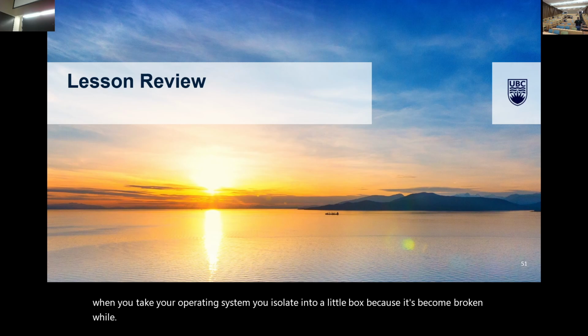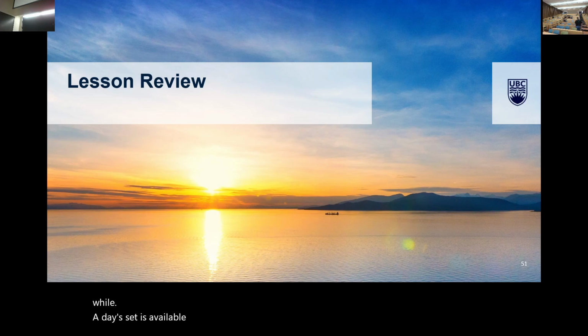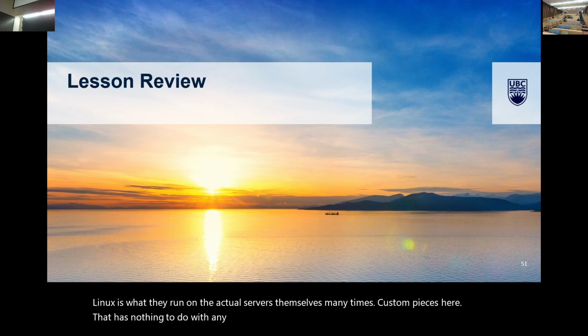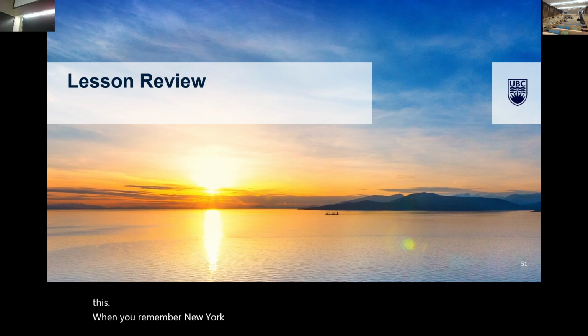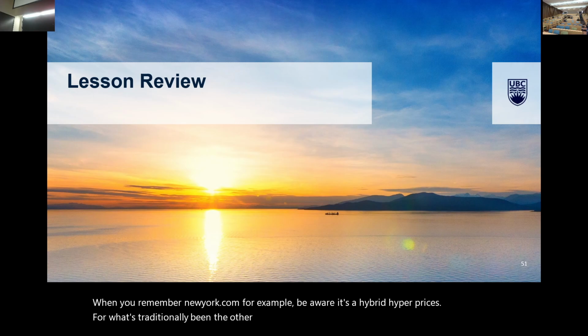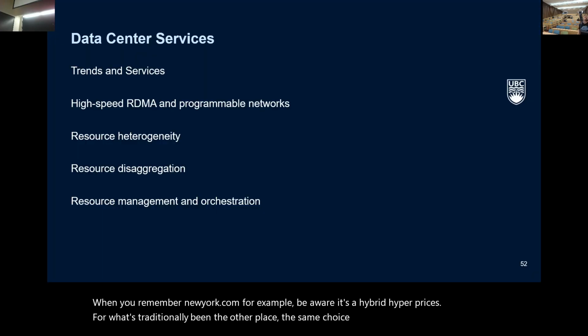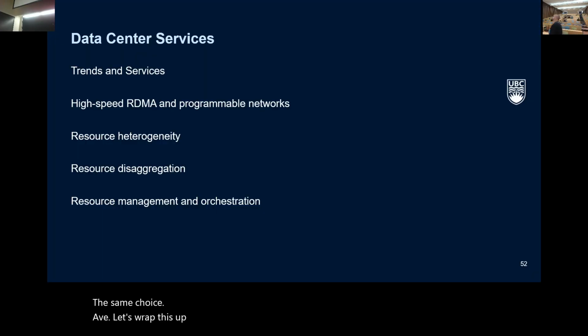At data center scale, Linux is what they run on the actual servers themselves, but many times there are lots of custom components and custom pieces that have nothing to do with any of the classic operating systems. And so that's why things like Lego OS start to make sense. You run VMware ESXi, for example. VMware is a hypervisor. Hypervisors become a complete replacement for what's traditionally been the operating system. Same sort of thing. At any rate, let's wrap this up because we're out of time.